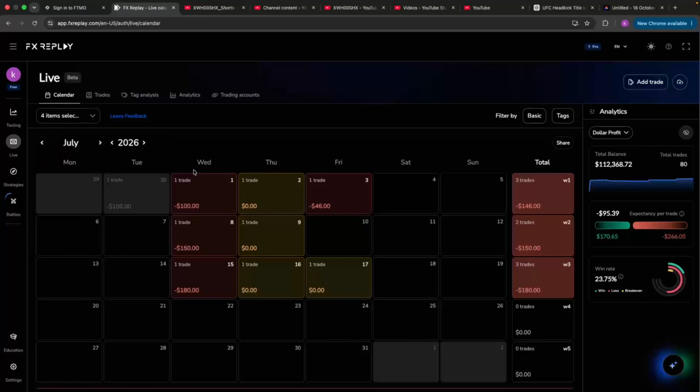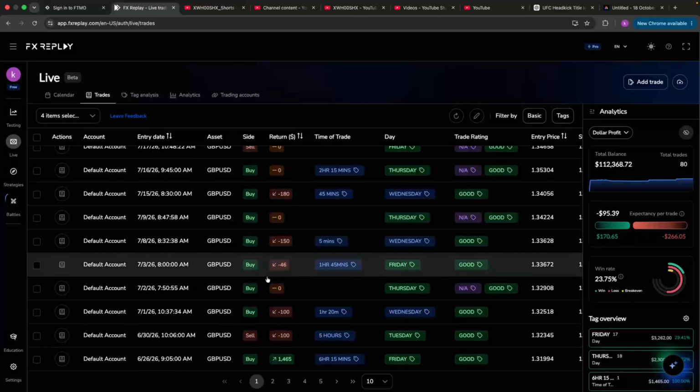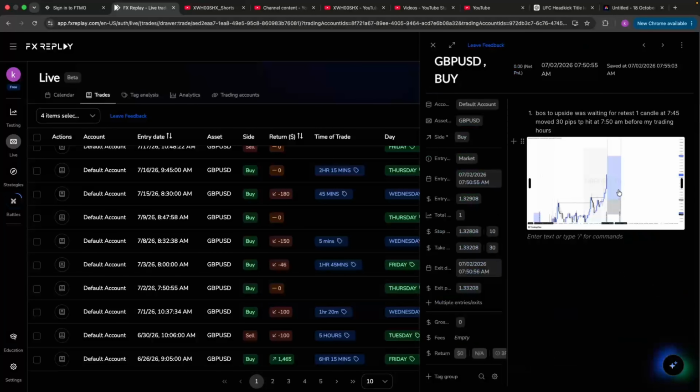So if we go in the calendar, we were down 146 for the first week, 150 for the next week, and 180 for the week after. So 3 weeks in a row, I've had losing trades, 476 down in total. 4 trades taken this month, lost all 4, which is okay. And then these are the 4 trades I could have potentially profited from. So I've missed out on 4 trades this month so far.